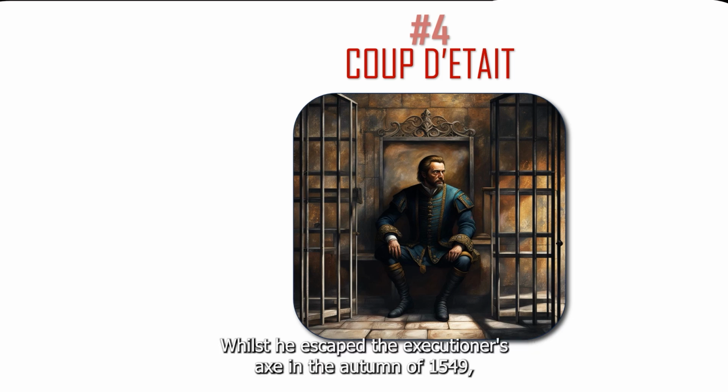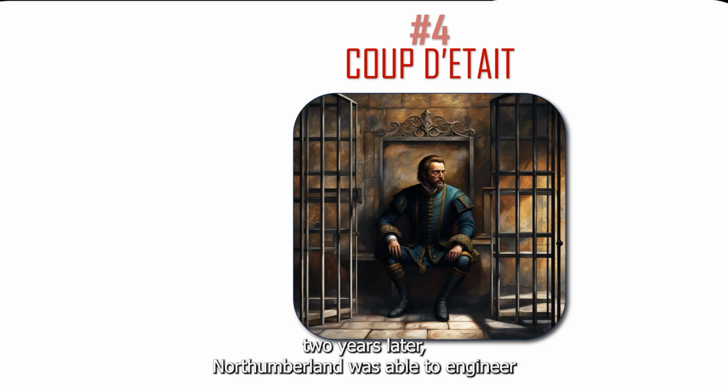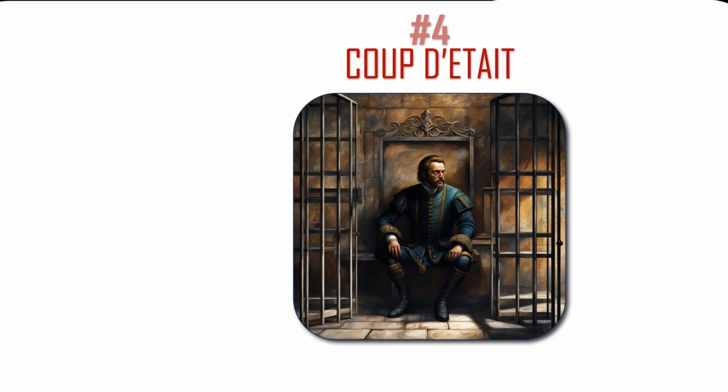Whilst he escaped the executioner's axe in the autumn of 1549, 2 years later Northumberland was able to engineer sufficient charges against him for his execution.